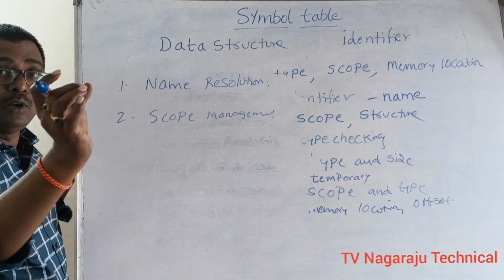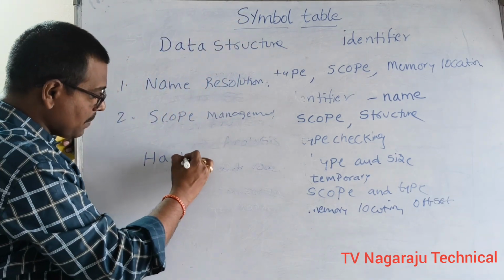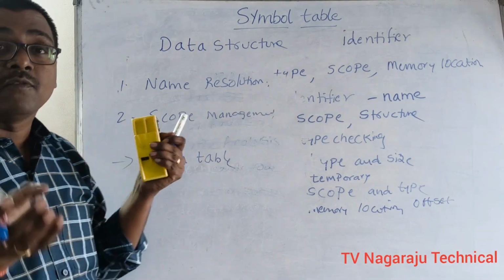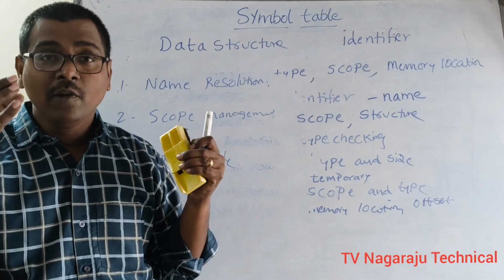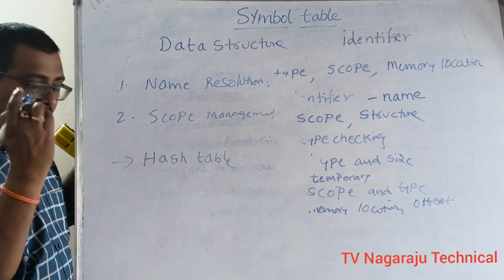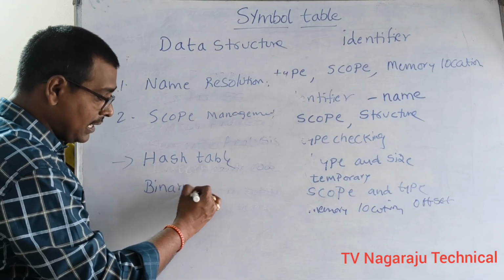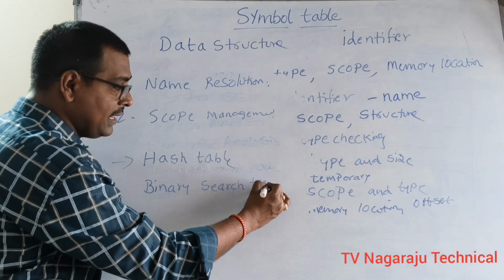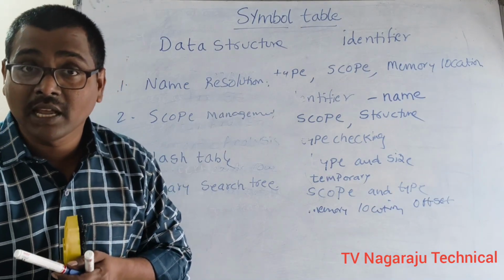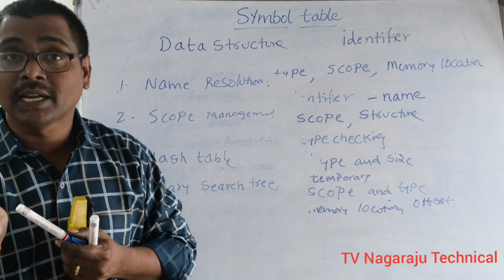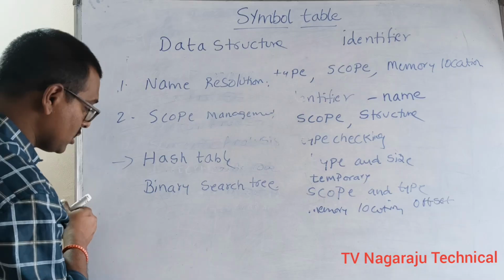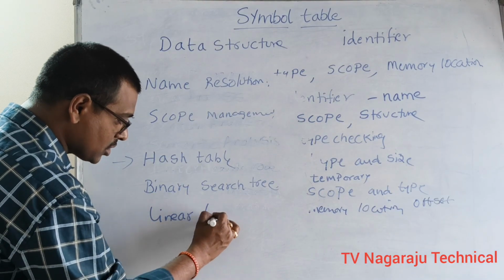Now, how is the symbol table represented? Generally, the symbol table is represented using the concept of a hash table. If the program size is large and you want to perform fast lookup operations, we implement it using a hash table, or we implement it using a binary search tree. Suppose for certain operations a compiler needs the data to be in sorted order. In such situations, the binary search tree is used.